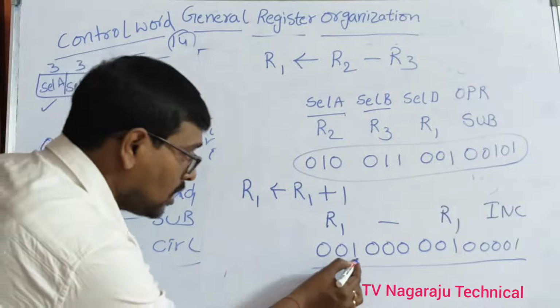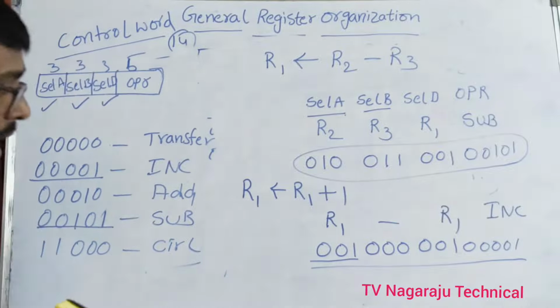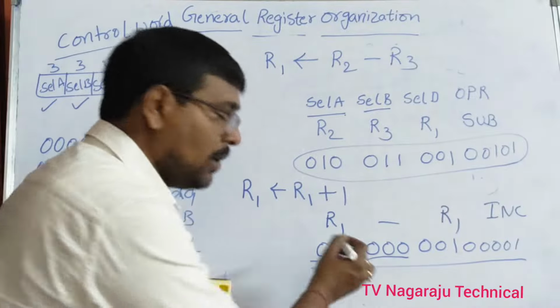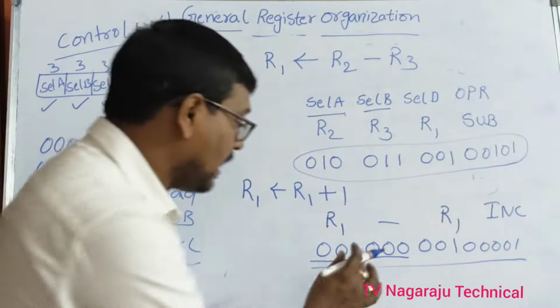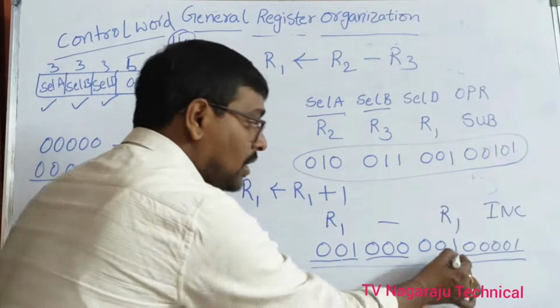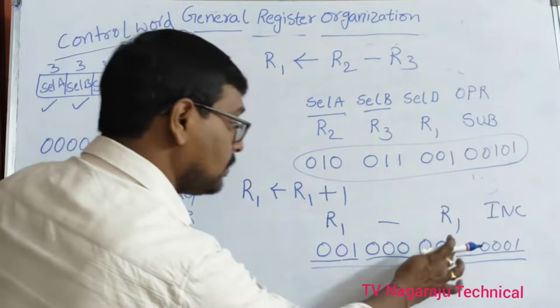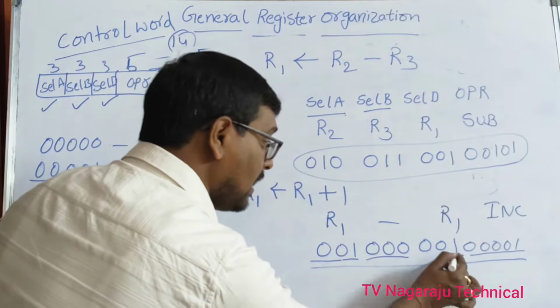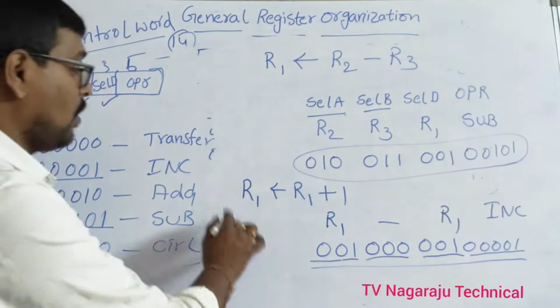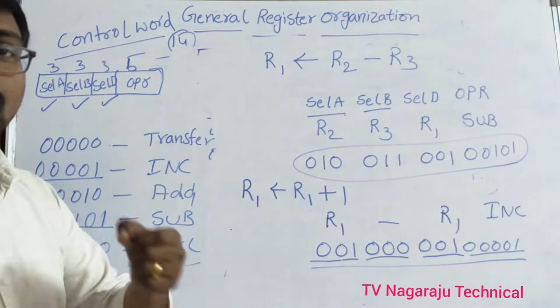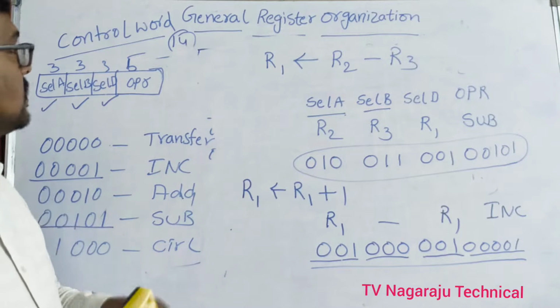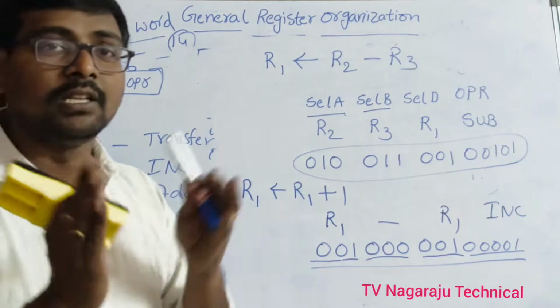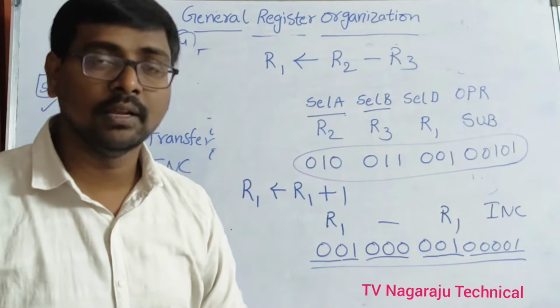Again, based on this, we have register R1 and one external input, whatever we pass, and we perform the increment operation, and the result is copied into R1. This is how a control word is designed. This is the final concept of general register organization. Clear? Thank you.